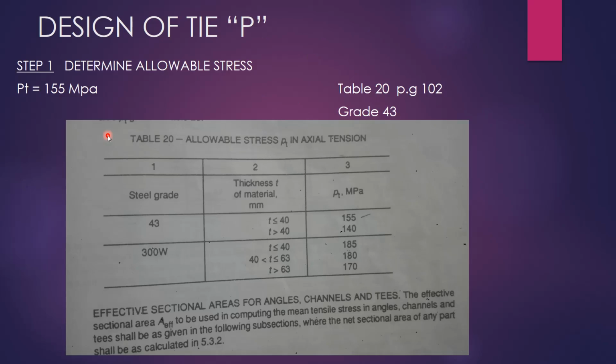Now for question number 1, we have to design for this tie P. Number 1, we have to determine the allowable stress. How do you go about that? We go to table 20, which in your book is on page 102. We are given that the grade of our steel is 43.